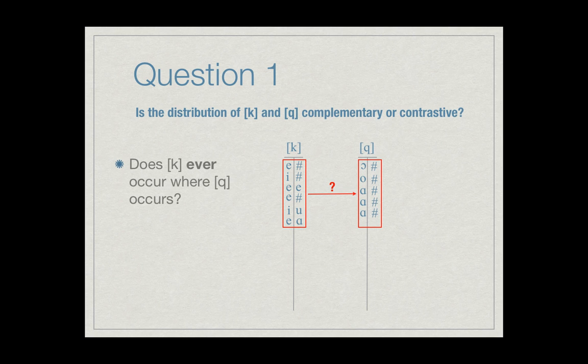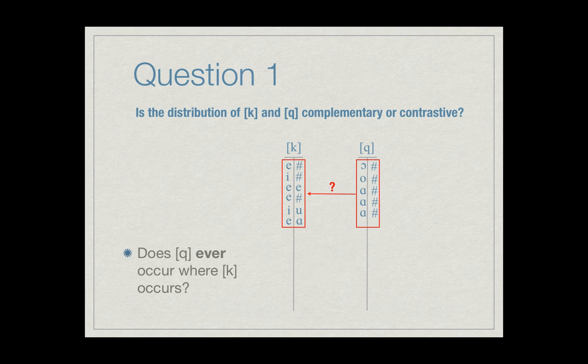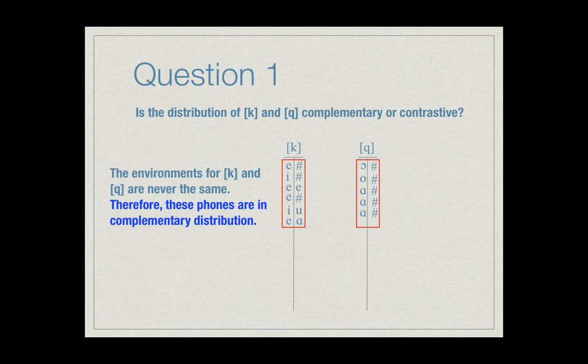Does the velar stop ever occur in an environment where the uvular occurs? No, the surrounding environment is different in both cases. Does the uvular stop ever occur in an environment where the velar occurs? No, the surrounding environment is different in both cases. Since the two phones never have the same surrounding phonetic environment, it must be the case that they are in complementary distribution. And that is the answer to question 1.